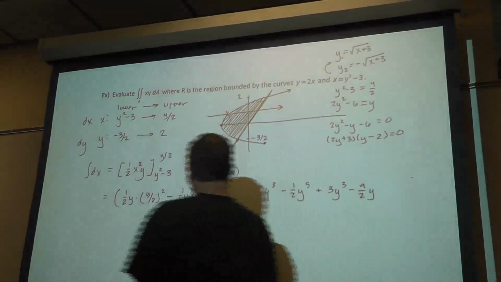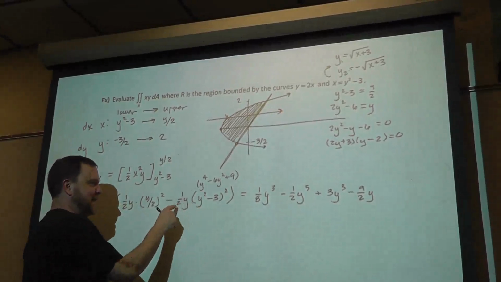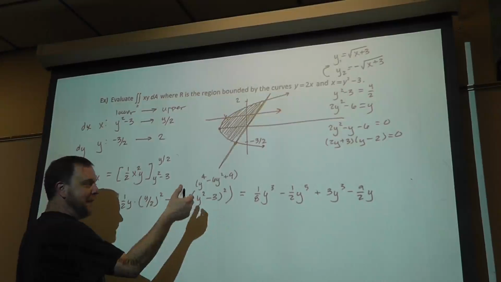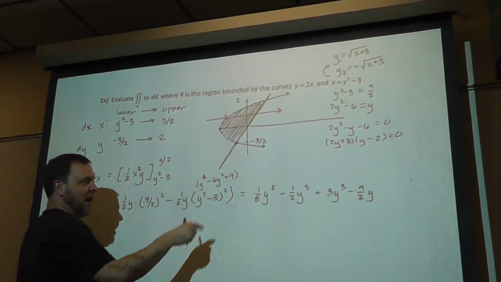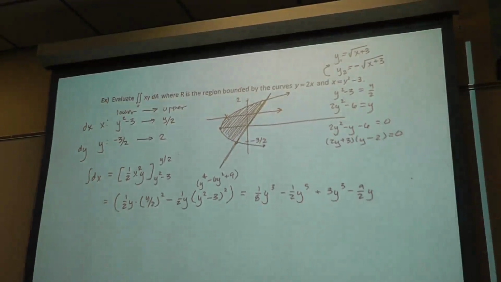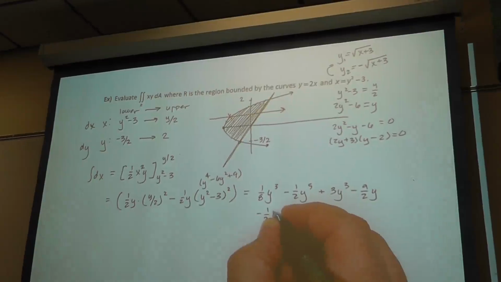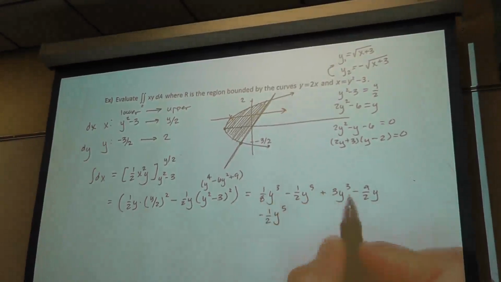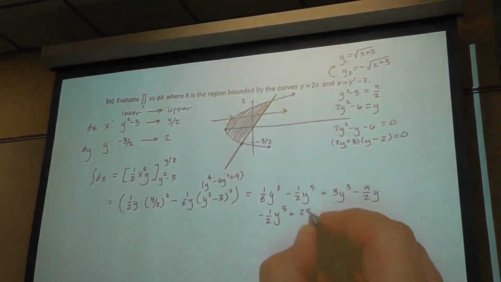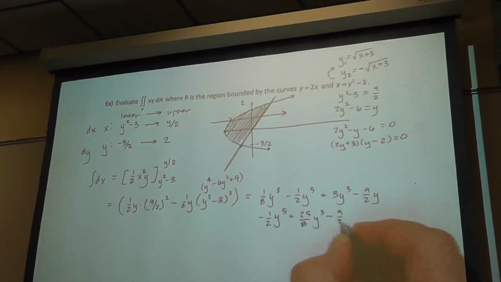Double check my arithmetic. Did that FOIL correctly? That times that, negative half y to the fifth. That times that, positive 3y cubed, minus 9/2 y. Okay, and only a couple of like terms, those two. So in my next step I'm integrating negative half y to the fifth, 1/8 and 24/8 is 25/8 y cubed, and then minus 9/2 y.